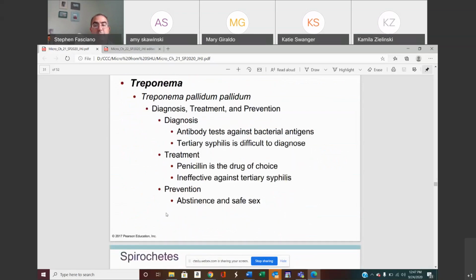As far as treatment, penicillin is the drug that's used to treat it. Once the syphilis gets to that tertiary stage, though, penicillin is ineffective. So again, prevention is abstinence and safe sex.